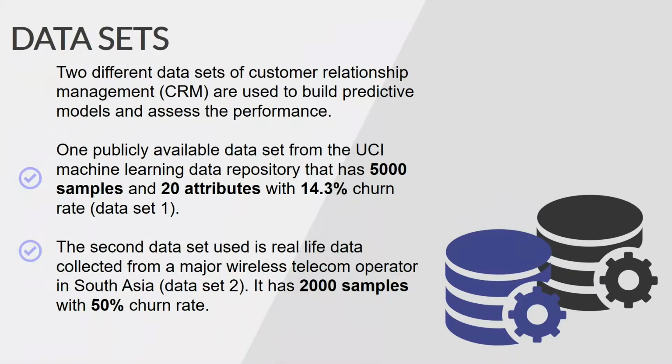Two datasets have been used in this study. One publicly available dataset from the UCI machine learning repository that has 5,000 samples and 20 attributes with 14.3% churn rate. And the second dataset is used from real-life data collected from a major wireless telecom operator in South Asia. It has 2,000 samples with 50% churn rate.